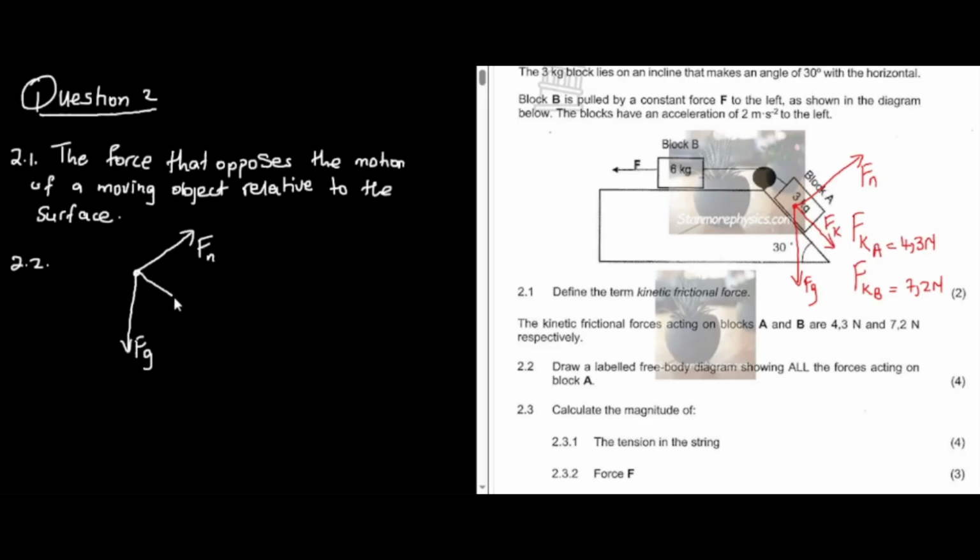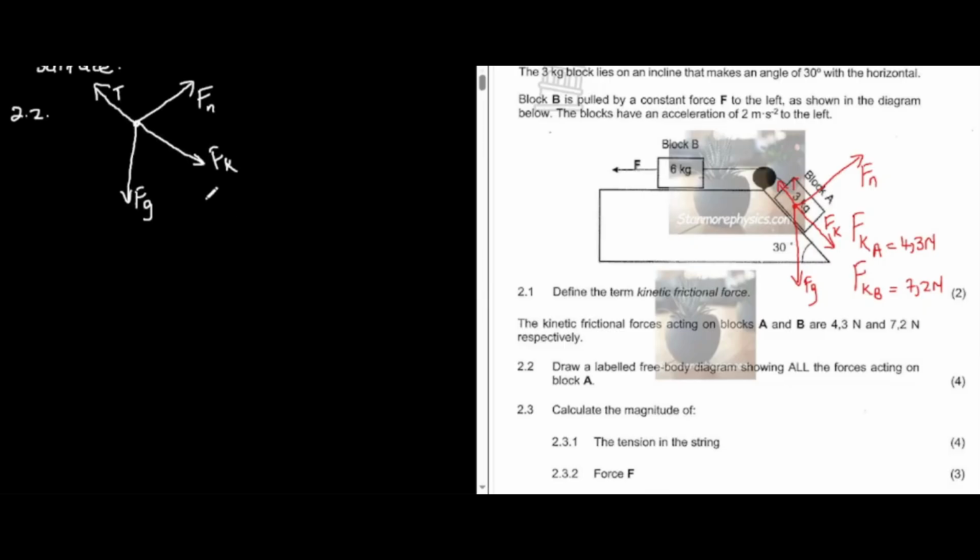So let's include the force that is parallel to the incline. So we have the tensional force that is acting up there. We have the tensional force. So this tells you that we only have 2 parallel forces. So this will be my tension. And you'll definitely get the 4 marks by showing all those forces. Okay, let's keep moving. The next question, 2.3.